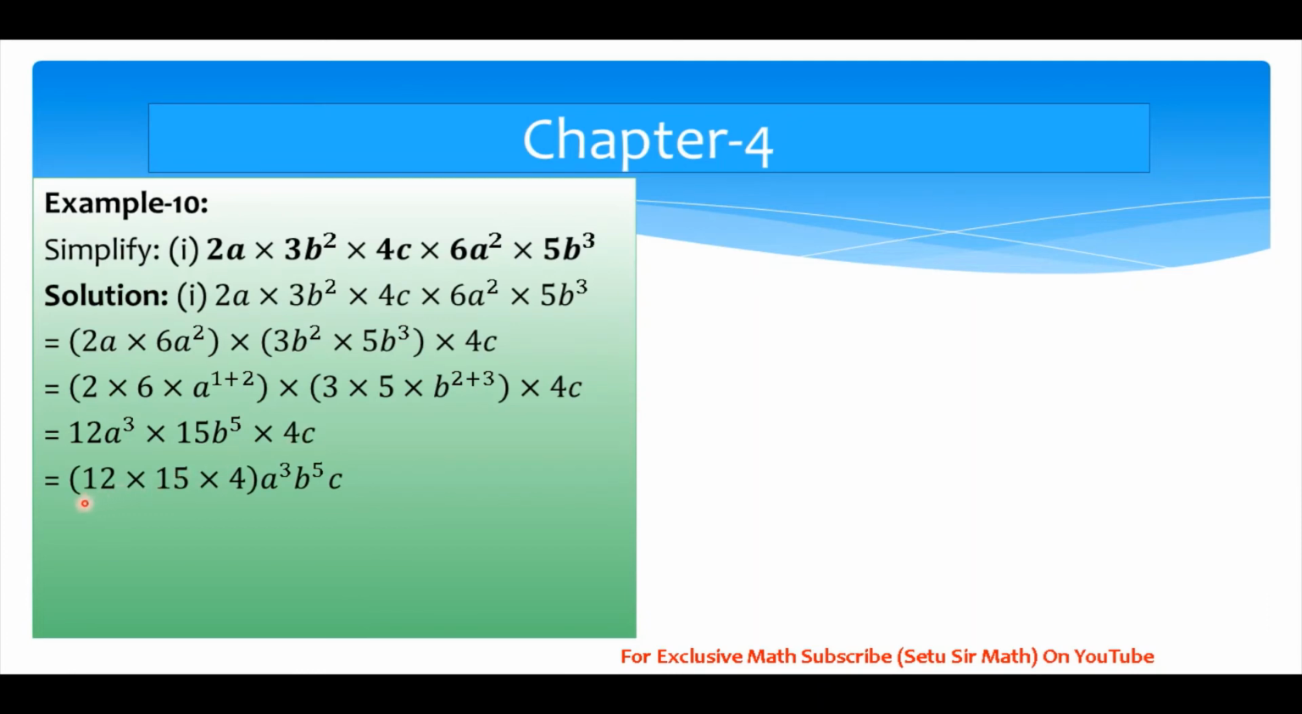Now we can multiply all the coefficients of a, b, c. 12 multiplied by 15 multiplied by 4, and we can write all the same bases together here: a cube, b to the power 5, c. We get 720 a to the power 3, b to the power 5, c. Okay, that is our desired answer.